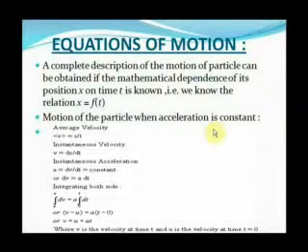Now let's find out the various equations of motion. A complete description of the motion of particle can be obtained if the mathematical dependence of its position x at any given time t is known. That is, if we know the relationship x is equal to f(t), then we can very well describe the complete motion of particle. So now let's find out the relationship between velocity and acceleration when acceleration is constant. We are assuming that we know the relationship x is equal to f(t).